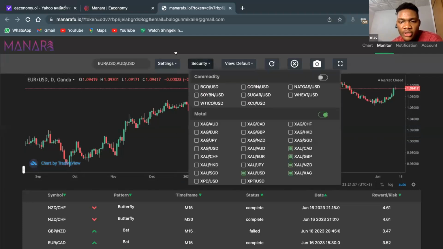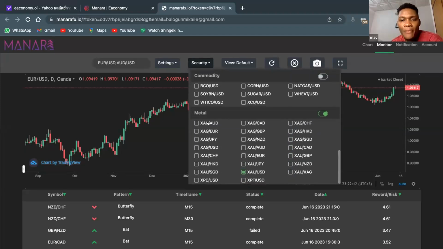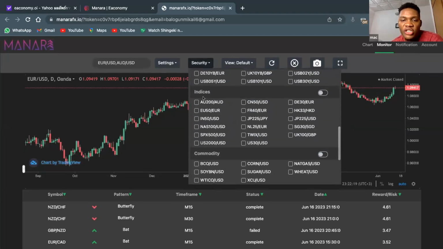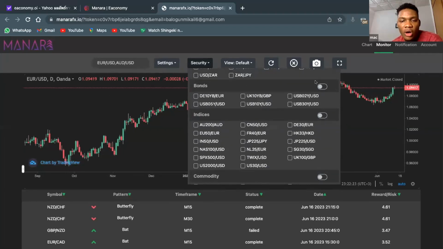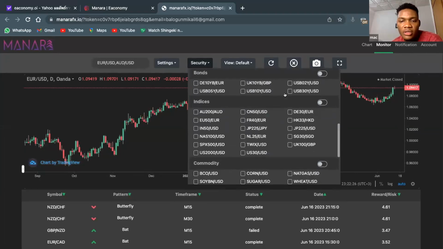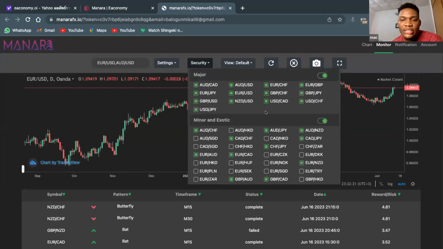Security again. So if you are trying to remove this thing, just click on security and remove it. So the only thing we left is XAUUSD gold, right? So that is all we need. On metal, we only need gold. On commodity, off your commodity, off them completely. On indices, off completely. On bonds, off completely. And then select these other ones and leave your major currency pair just like that.